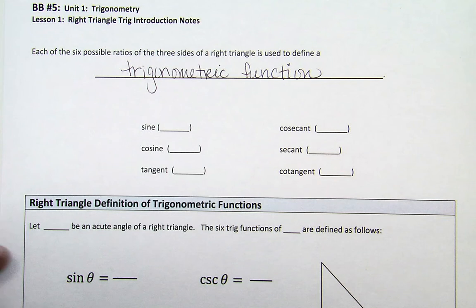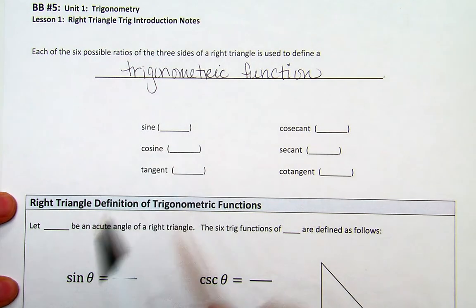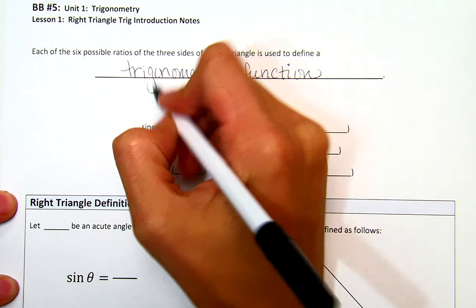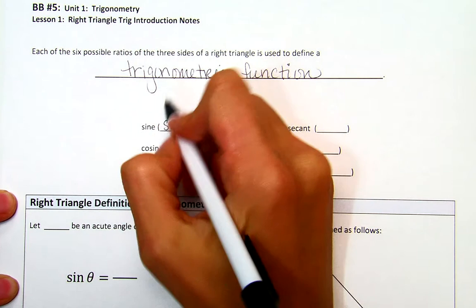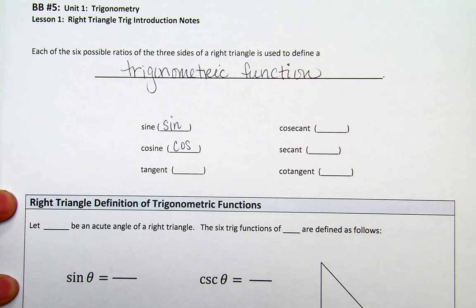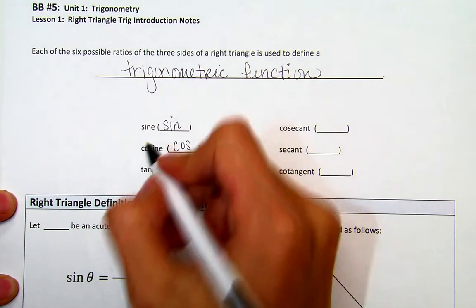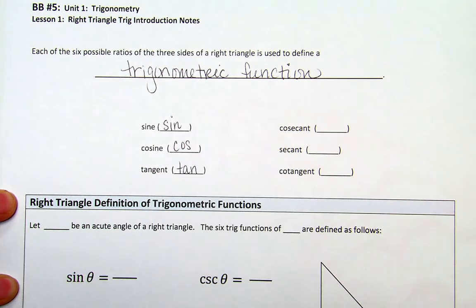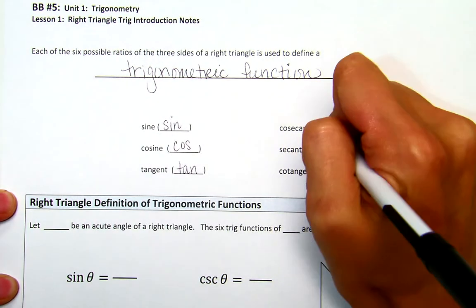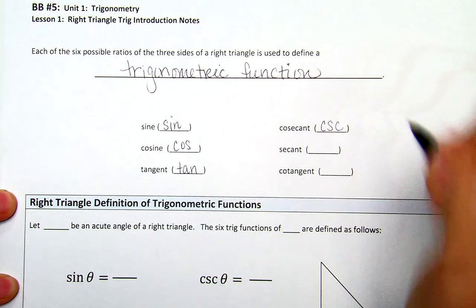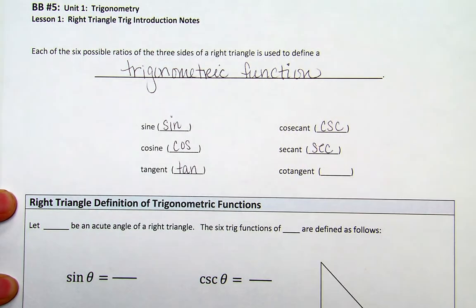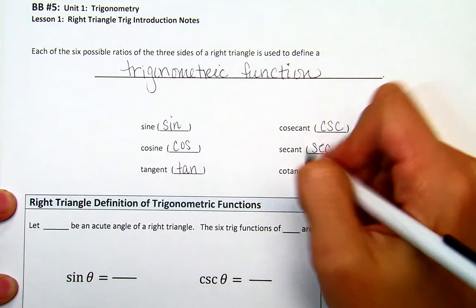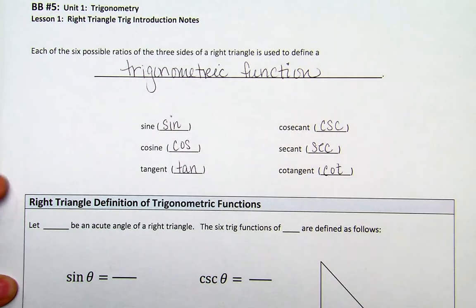But the 3 main trig functions are sine, cosine, and tangent. And if you remember back from geometry, sine is abbreviated as SIN, cosine is abbreviated as COS, tangent is abbreviated as TAN, cosecant is abbreviated as CSC, secant is abbreviated as SEC, and cotangent is abbreviated as COT.